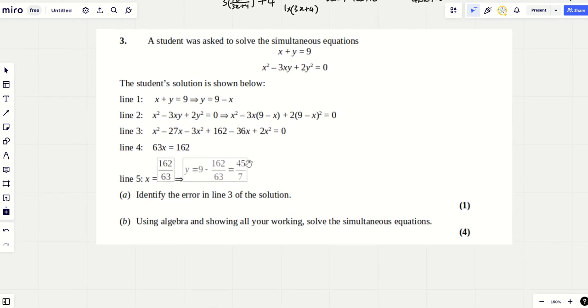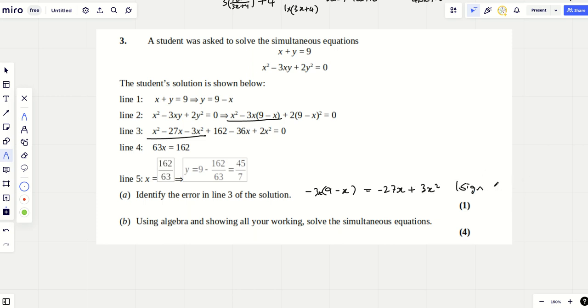Okay, this question. Identify the error in line 3. So something's gone wrong, and I think it's gone wrong here. When you go from there to there, sure, you get x squared minus 27x, but you get a plus 3x squared. So you just have to say minus 3x times 9 minus x equals minus 27x plus 3x squared, sign error. Make it really clear. You know exactly where the error is there.